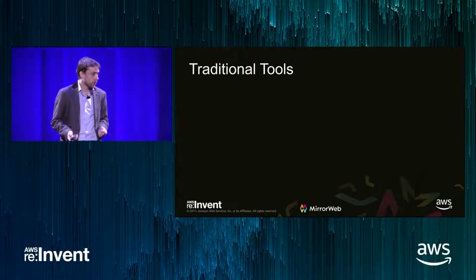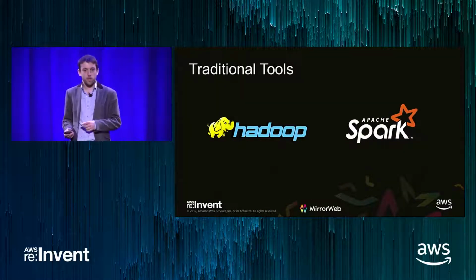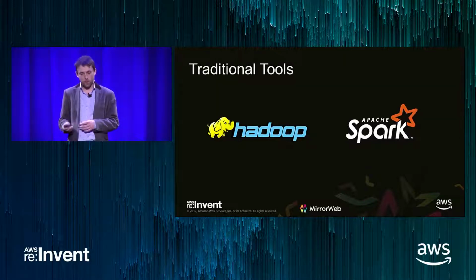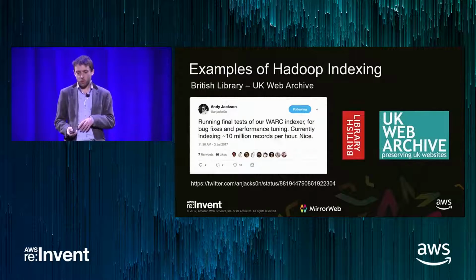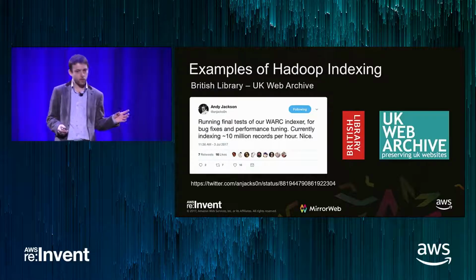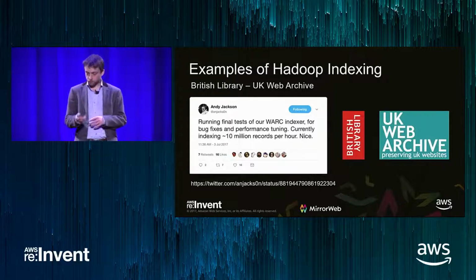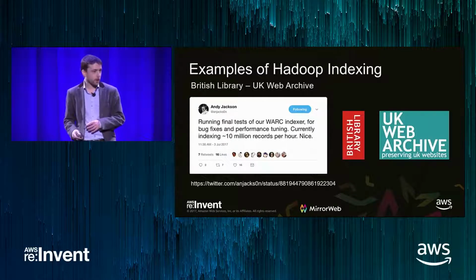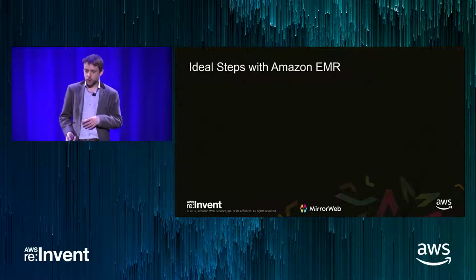So traditional tools for indexing, we've got Hadoop and Spark. Now, there are a number of open source projects on the internet for indexing web archives, but none of them actually pushed into Elasticsearch. So we were forced to look at writing our own. And the benchmark was set by the British Library. They run the UK Web Archive, and the UK Web Archive is UK domains, but not the government ones. So they set a record just around the time we were writing our software of ingesting 10 million records per hour. So we set that as our benchmark.